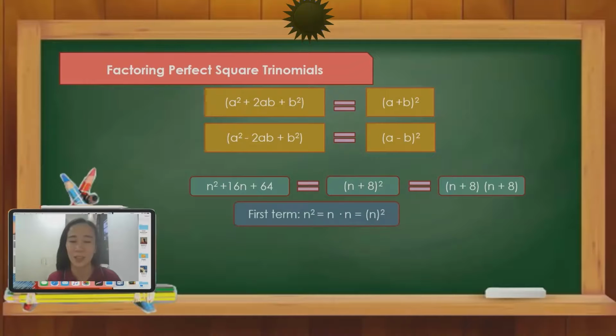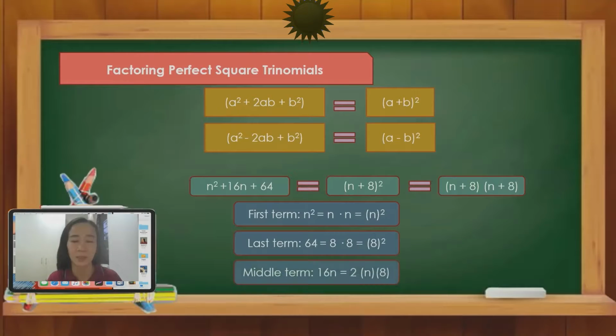Let us check. Our first term is a perfect square: n squared is equal to n times n. The last term is 64, which is equal to 8 times 8, or 8 squared. The middle term is 16n, or 2 times n times 8. Then it means we are correct that n squared plus 16n plus 64 is a perfect square trinomial.